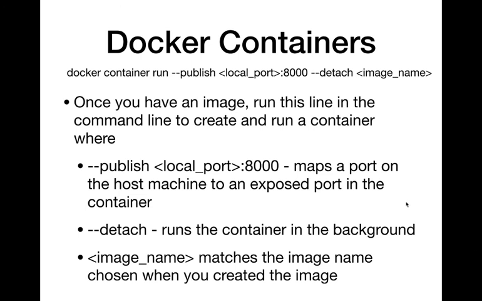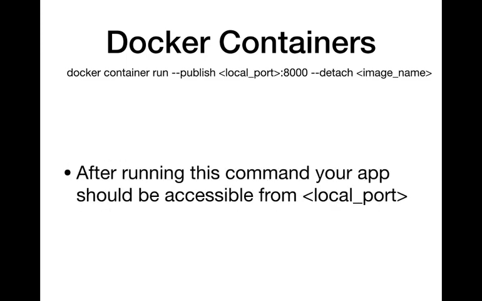But this, just very quickly, and then we'll start Friday by giving an example. I'll give a live run through of this. But exposing that port, mapping a local port to your 8000 inside your container, running your container in the background, and whatever you named your image to be able to run that. And if everything works, your app's running on local port.